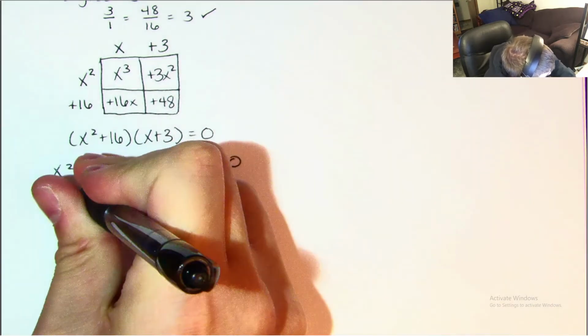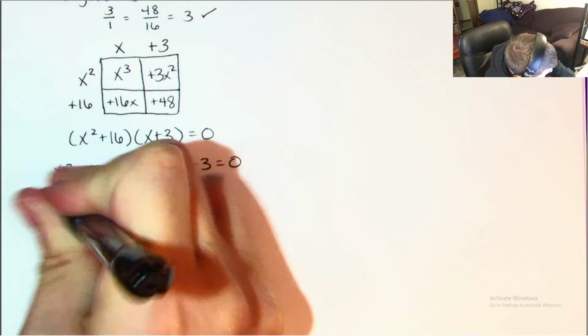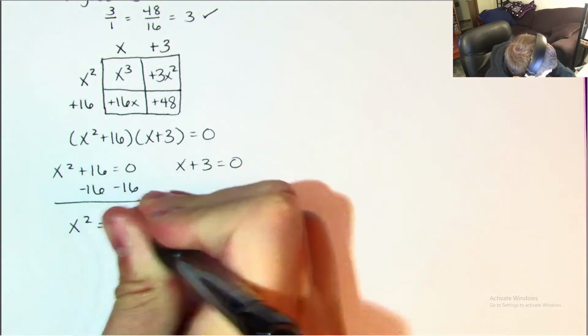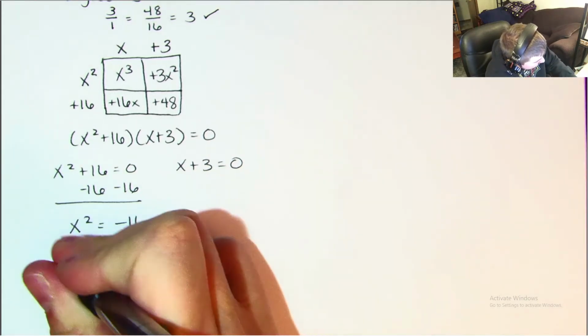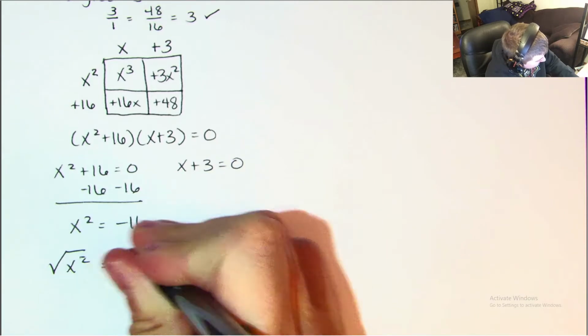Okay, so I'm going to subtract 16 from each side here and get x squared is equal to negative 16. To get the x by itself, I would have to square root each side. So I'm going to go ahead and do that.